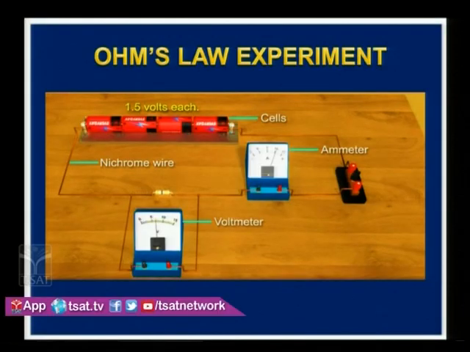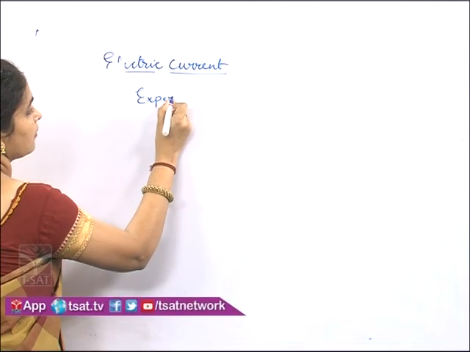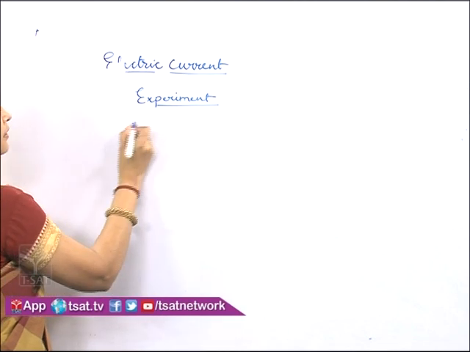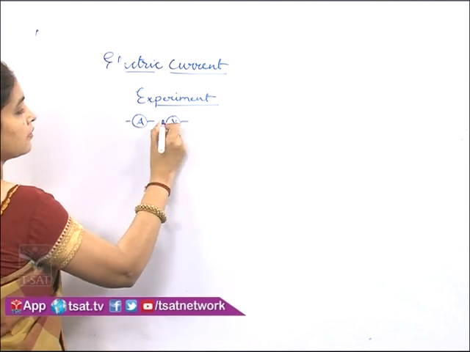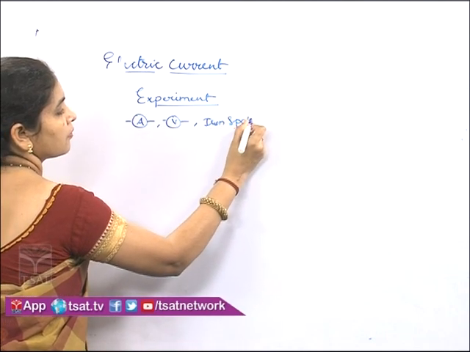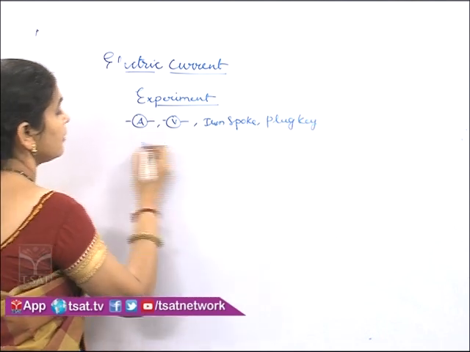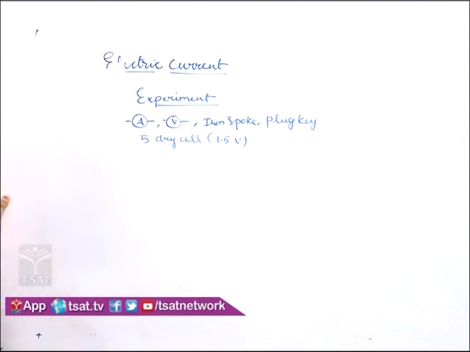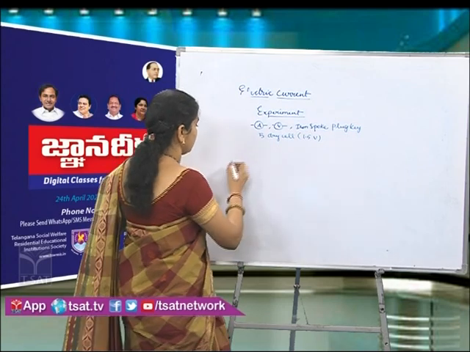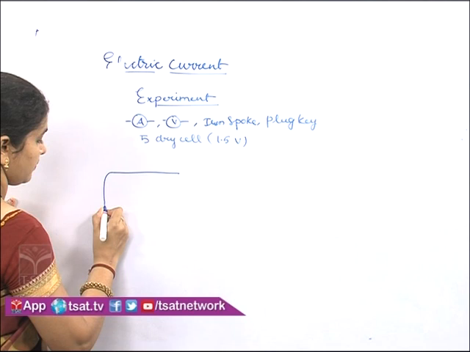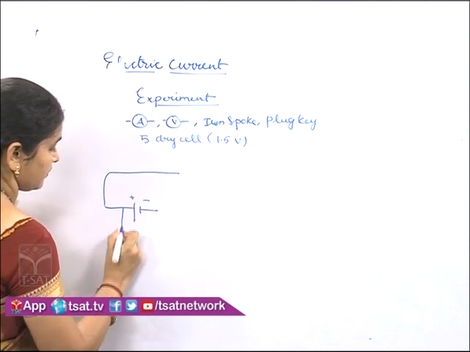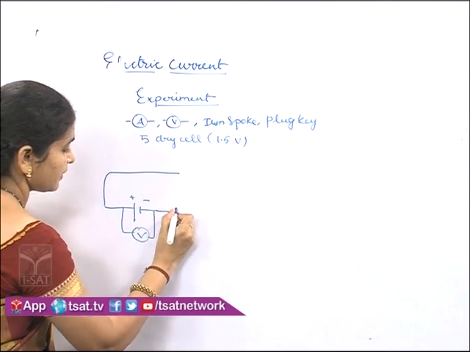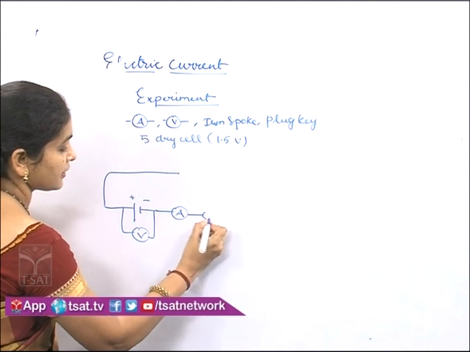Children, let us discuss an experiment to verify this Ohm's law. What are the materials required for this experiment? We need an ammeter, a voltmeter, an iron spoke, a plug key, and 5 dry cells of 1.5 volts each. Connect the circuit as shown in the figure. The voltmeter is always connected in parallel and the ammeter is connected in series.